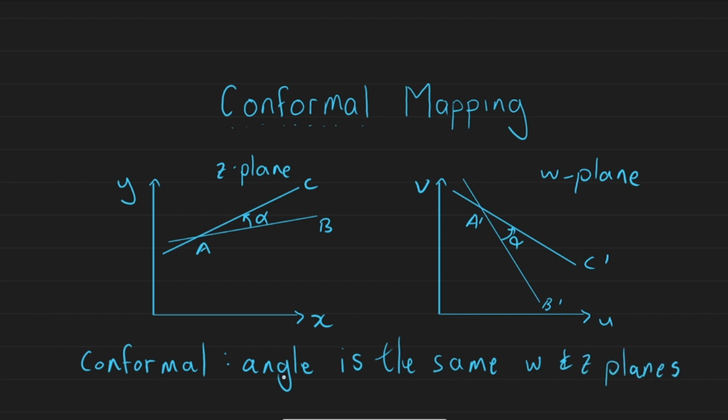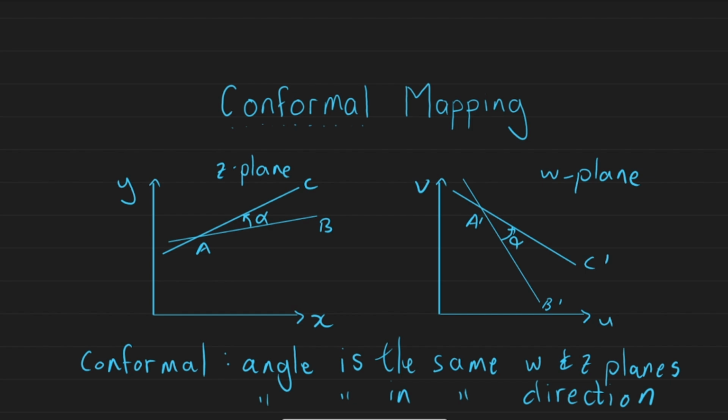It's also important to note that the angle should be in the same direction. So the direction is also important. The angle is in the same direction. In this case here, it was measured counterclockwise. We can see we measured alpha counterclockwise from AB to AC, and the same is the case here as well.